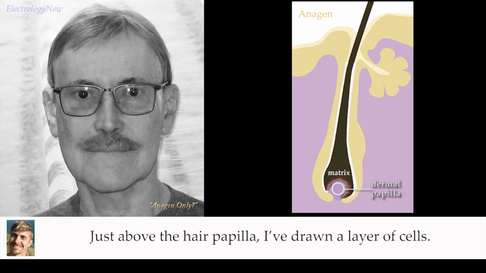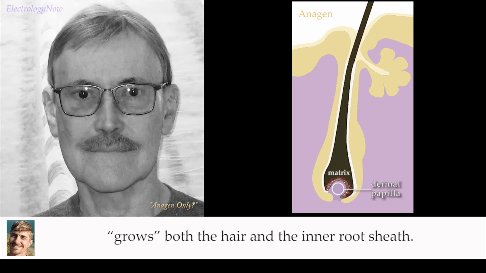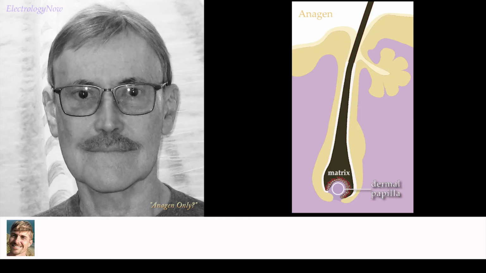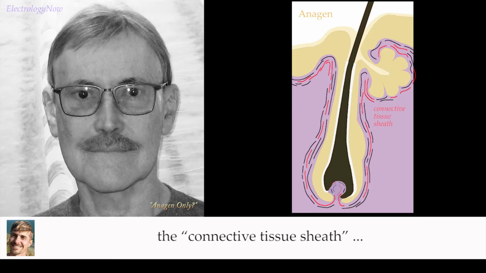Just above the hair papilla, I've drawn a layer of cells. These represent the hair matrix that, through cell mitosis, grows both the hair and the inner root sheath. The matrix is fed by the papilla. Specifically, the hair papilla is part of the connective tissue sheath, also called the dermal sheath.